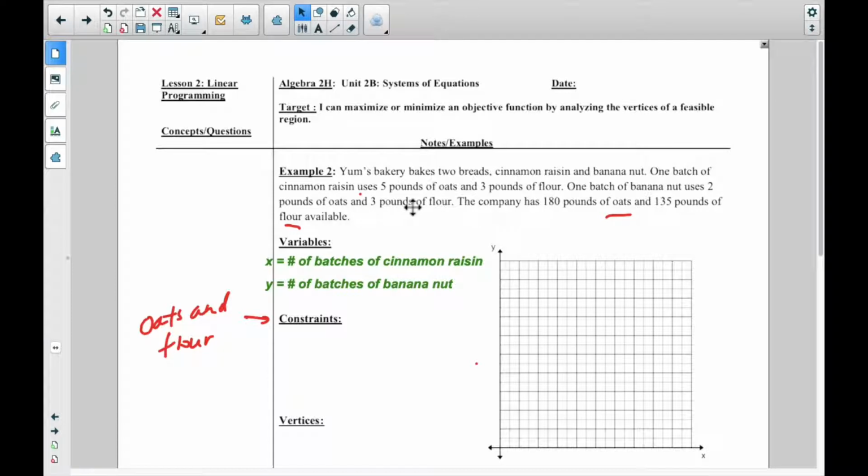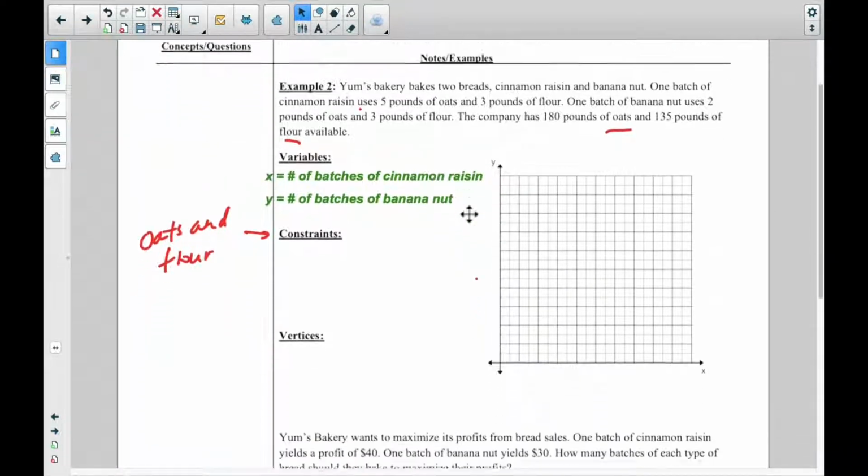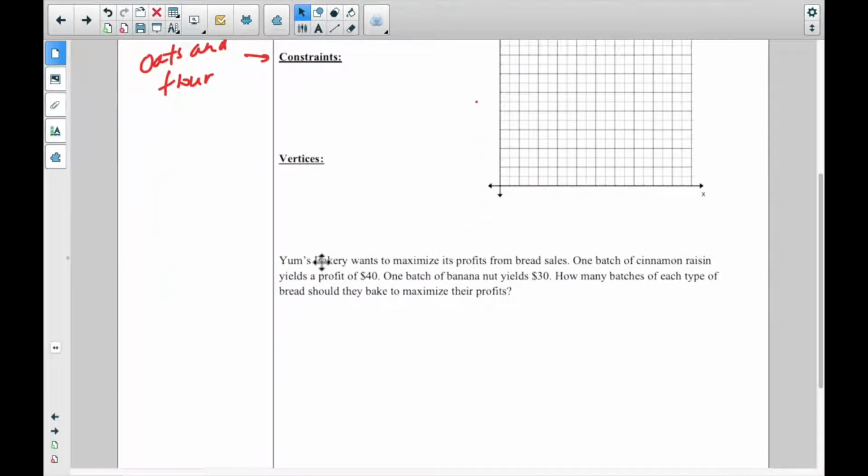Sometimes if we decide our constraints first, then we can decide our variables based on what's not the constraints. Another way to do it, and I hadn't laid out the whole problem yet, so if we go down to the bottom of the page, the rest of the problem says Yum's Bakery wants to maximize its profits from bread sales. One batch of cinnamon raisin yields a profit of $40. One batch of banana nut yields $30. How many batches of each type of bread should they make to maximize their profit?